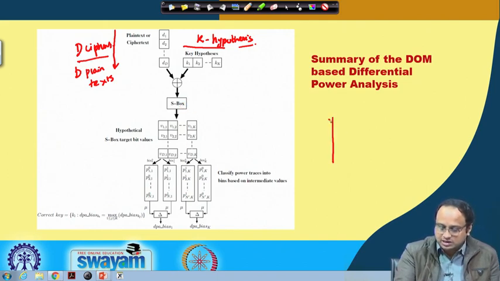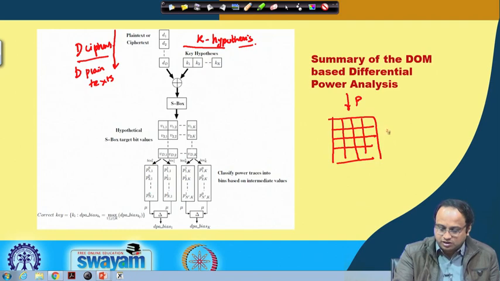So for example in AES, imagine that this is your state matrix, and the plain text comes in between. This is your plain text and it gets XORed with your secret key, and you operate your S boxes. So there are 16 S boxes, and I can target any one of the S boxes. Suppose I target this S box.